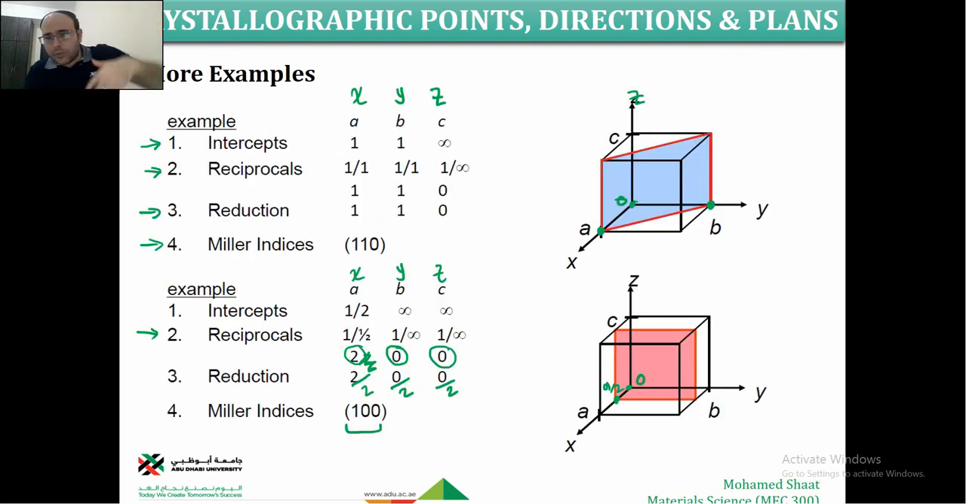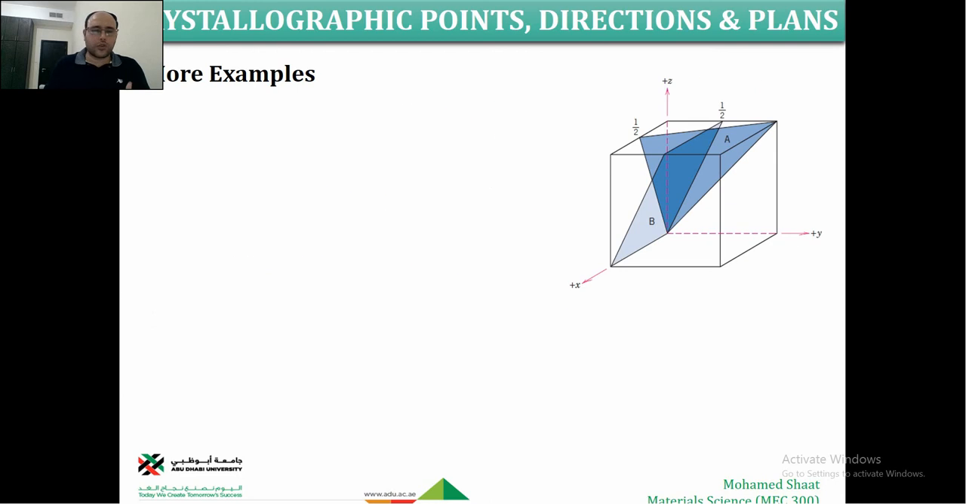In the previous example, none of the planes was intersecting with the origin point, right? How about if you do have a plane that does intersect? It means that we have to apply step 0. For example, plane A, which is this one, I'm just going to mark this plane A, which has this triangular shape.